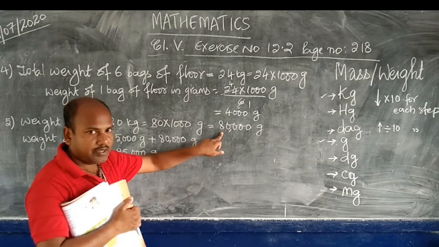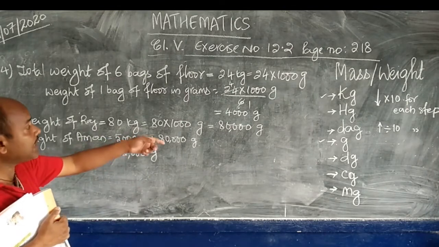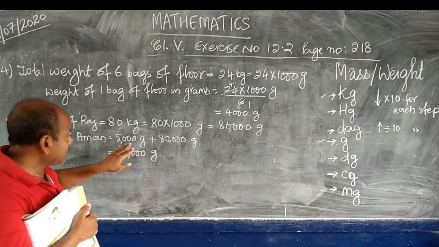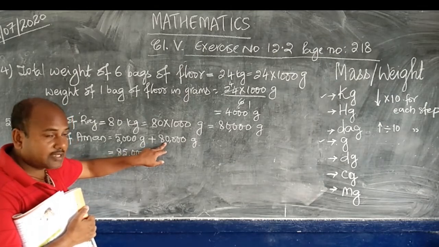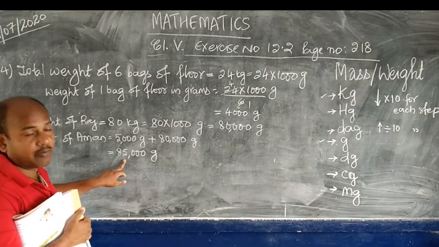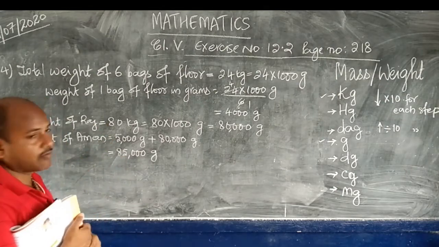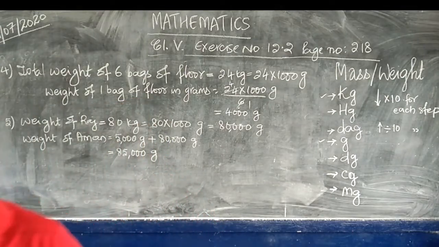So this is 80,000 gram. Now weight of Aman is 5000 gram more than that of Raj. So this is the weight of Raj. Add 5000 gram to it. This will become the weight of Aman. So this is question number 4 and 5. Now get ready for question number 6.